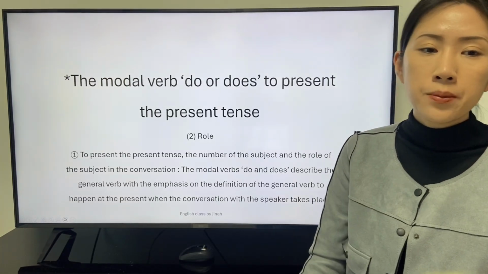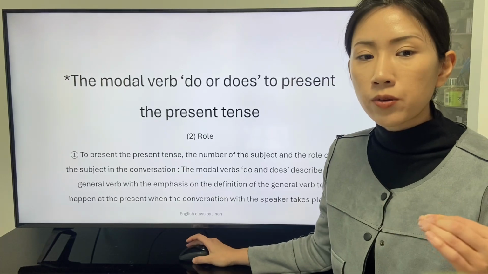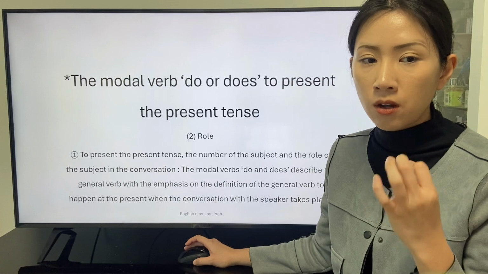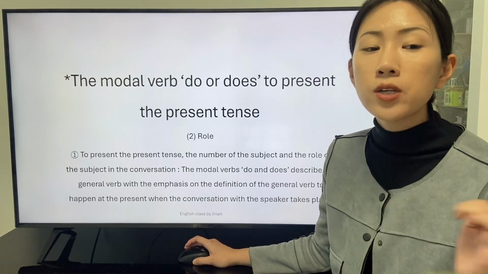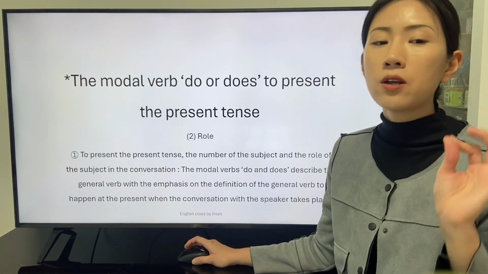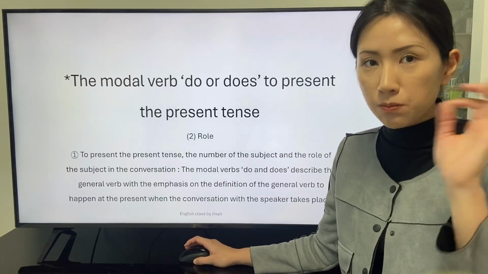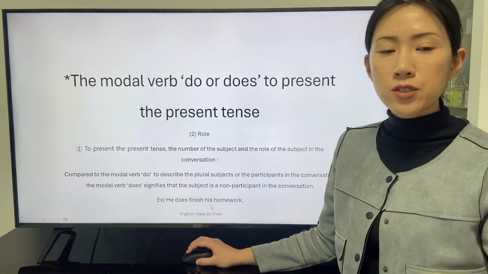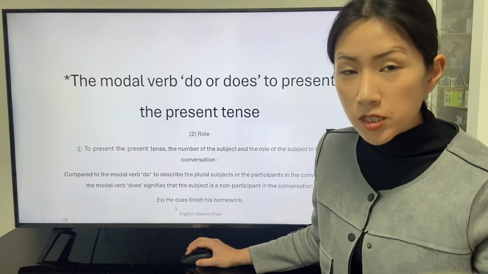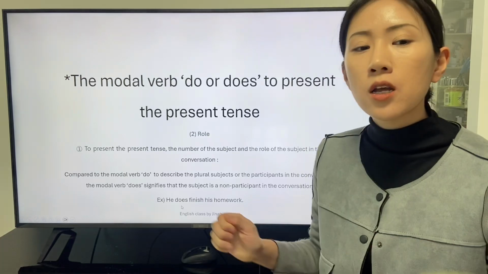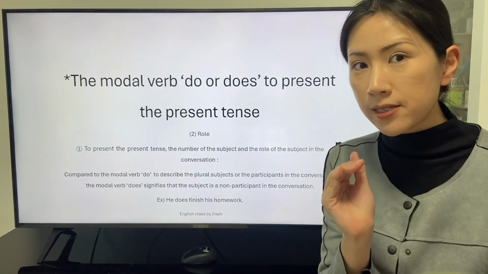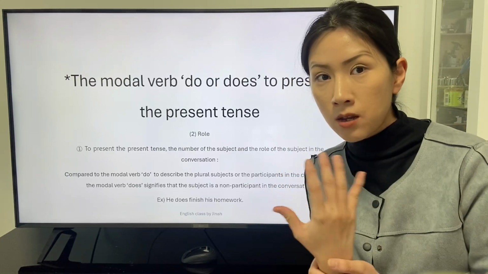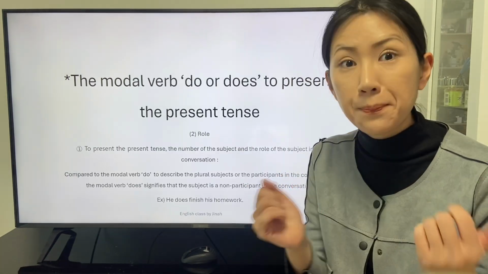The modal verbs do and does describe the definition of the general verb with the emphasis on the definition of the general verb to happen at the present when the conversation with the speaker takes place. There is an exemplary clause. He does finish his homework. The speaker emphasizes that the definition of the transitive verb finish happens at the present when the conversation with the speaker happens.